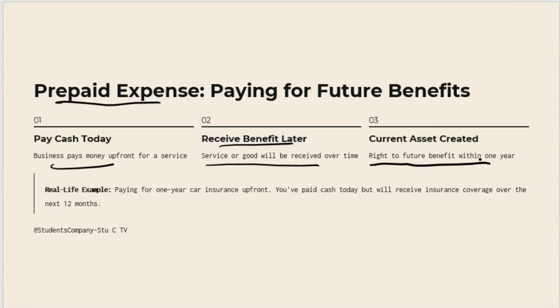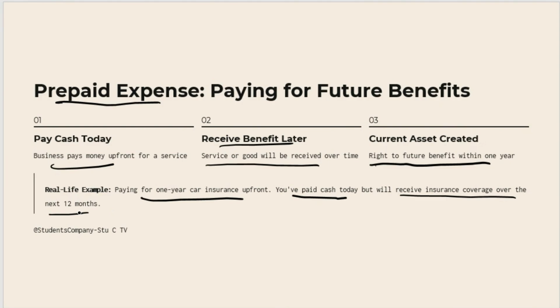For example, your car insurance is an example. You have paid cash, you have paid the premium, but you will receive insurance coverage over the next 12 months. So the product or service will be available to you over the entire next 12 months. You will not get everything today. It is for the next 1 year you are paying that premium. So it is a prepaid expense.